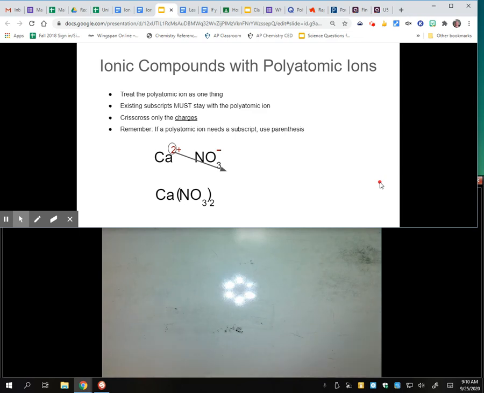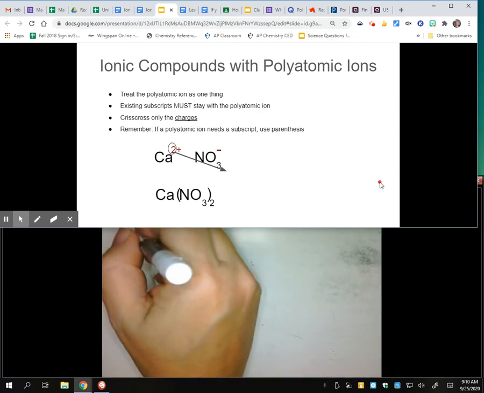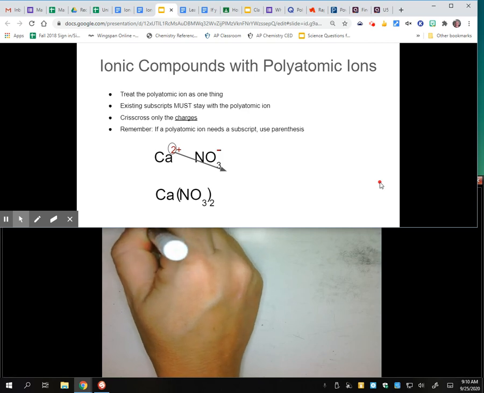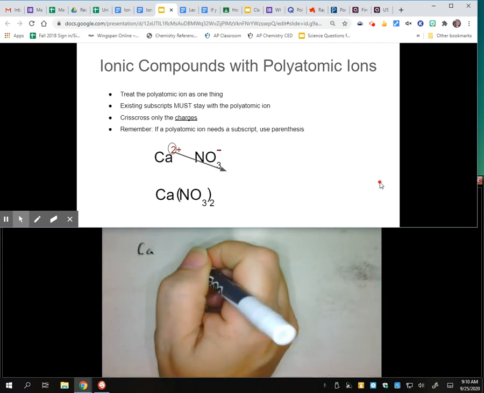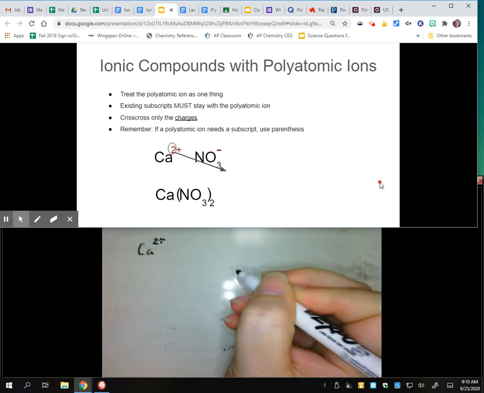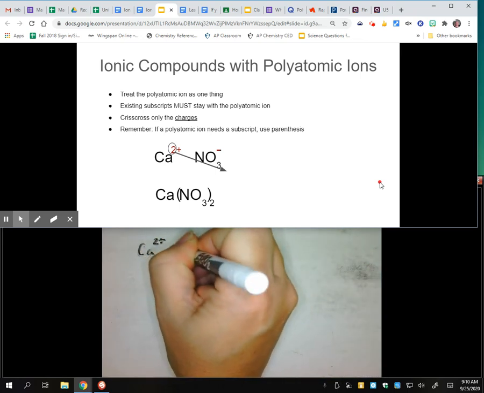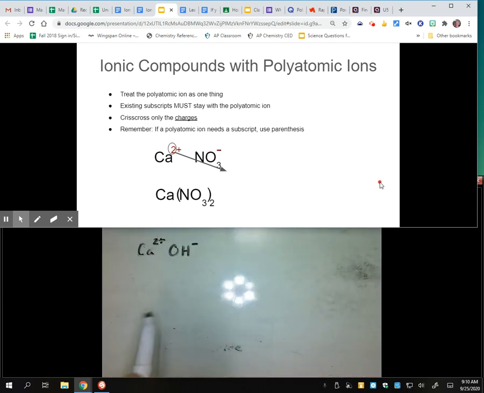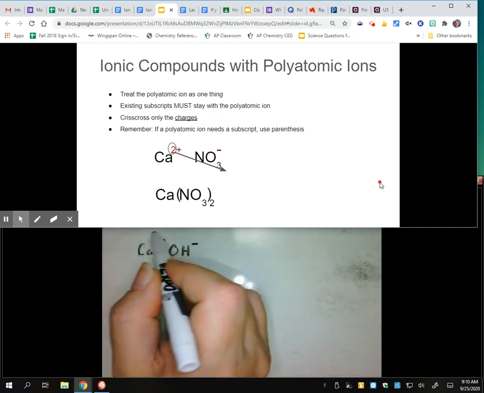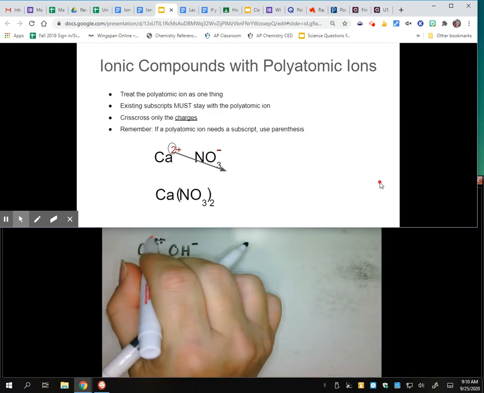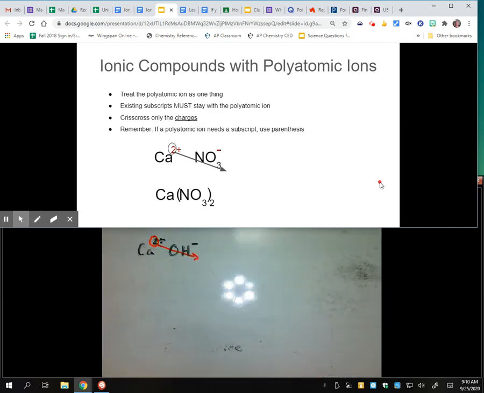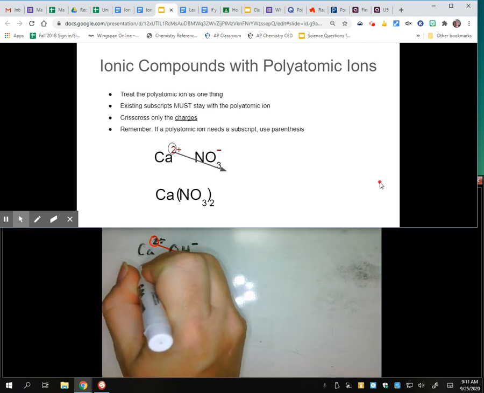So a couple of others, be careful with hydroxide. Don't let hydroxide get you. Calcium likes to have a 2 positive charge because it's in group 2. And if it's going to bond to hydroxide, hydroxide is OH negative. Now, the reason why hydroxide gets students is because it doesn't already have an existing subscript. So often students forget those parentheses. So we're going to crisscross. The only thing that's going to move is this 2, and it's going to go to the bottom of hydroxide.